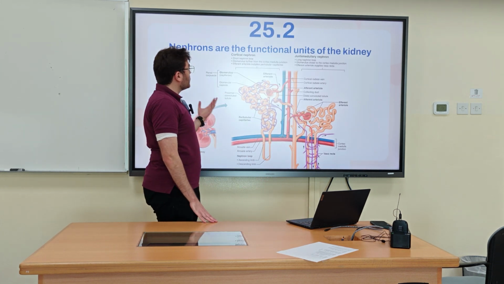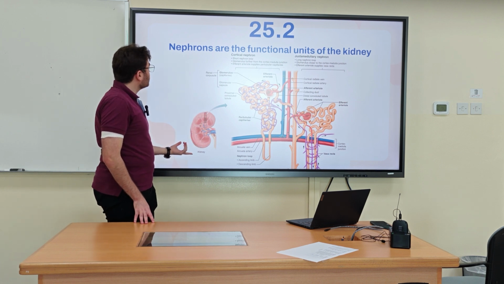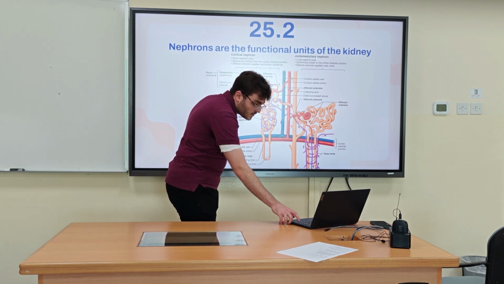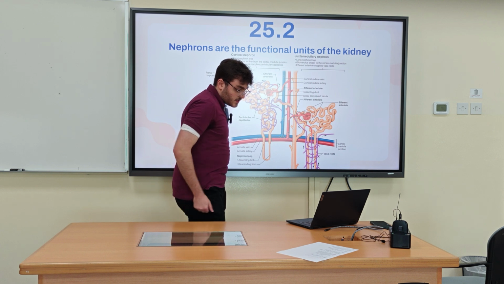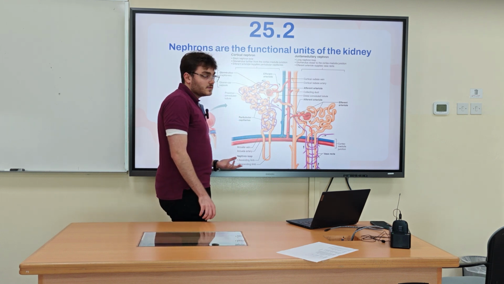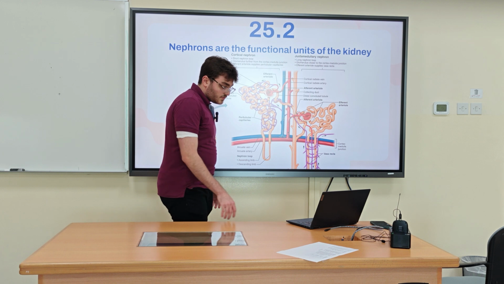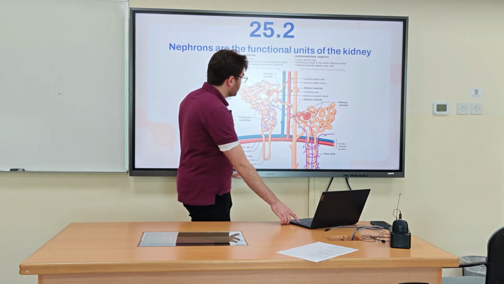Okay, now we arrived at the 25.2 lecture. Nephrons are the functional unit of the kidney. So in this lesson, we will be discussing the nephrons and their types, what cells they are made of, and their structure.